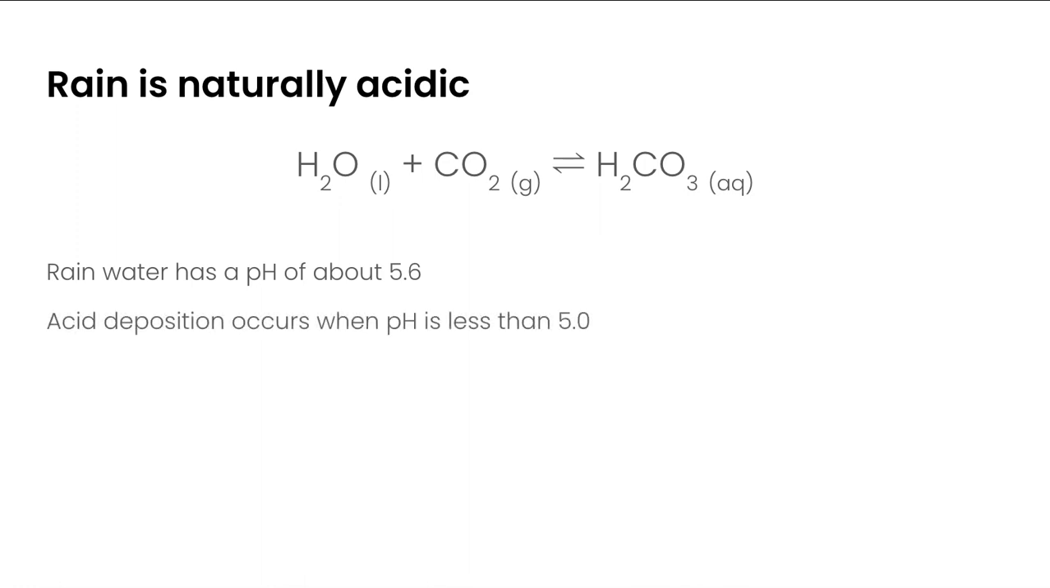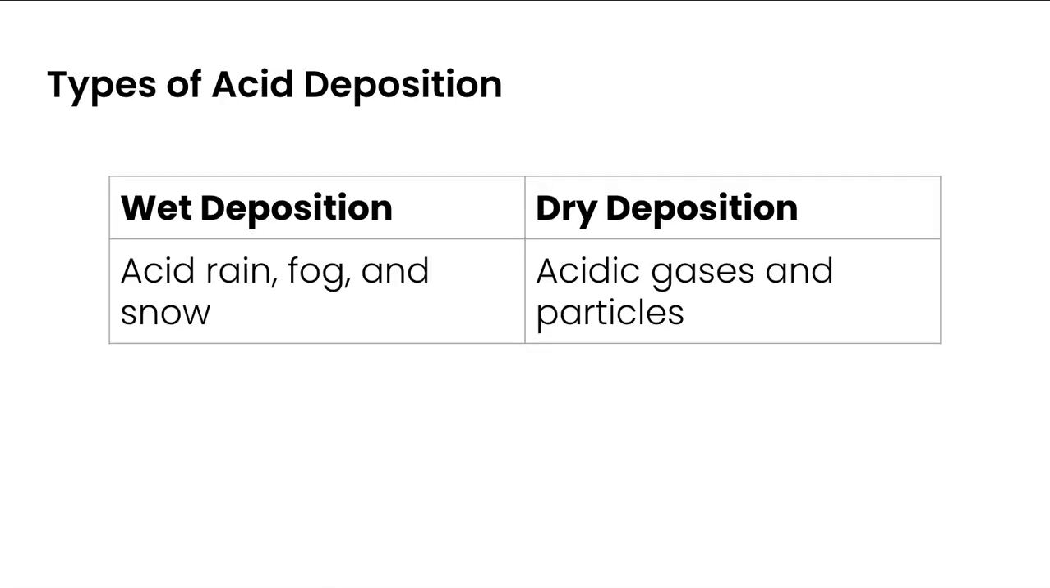Acid deposition happens when the pH is less than 5. So it is an addition on top of this natural process that already happens and the natural acidic nature of rain itself. Like I alluded to, there are different types of acid deposition. This is a general term for a variety of types. There are the wet deposition types, which you're probably more familiar with. Acid rain is an example of wet acid deposition, but you also have acid fog and acid snow as well.